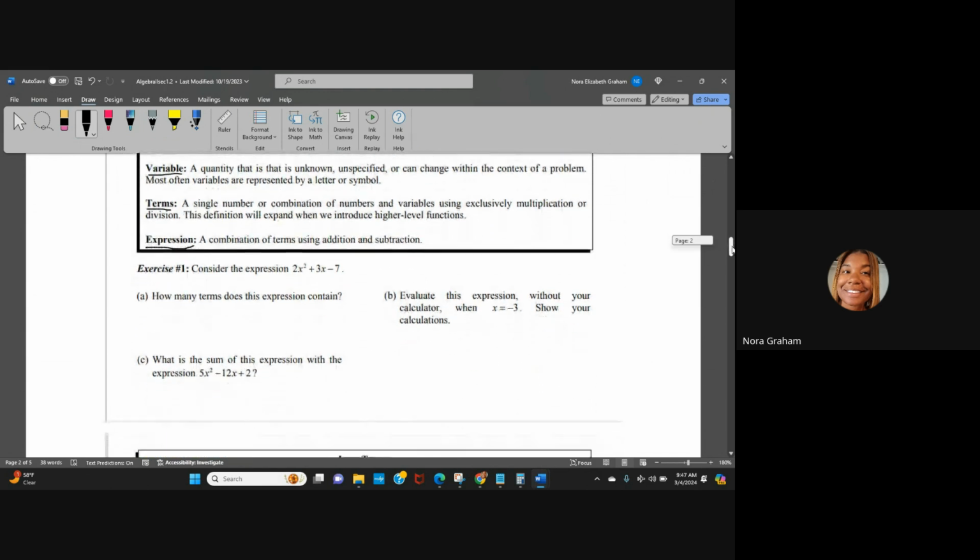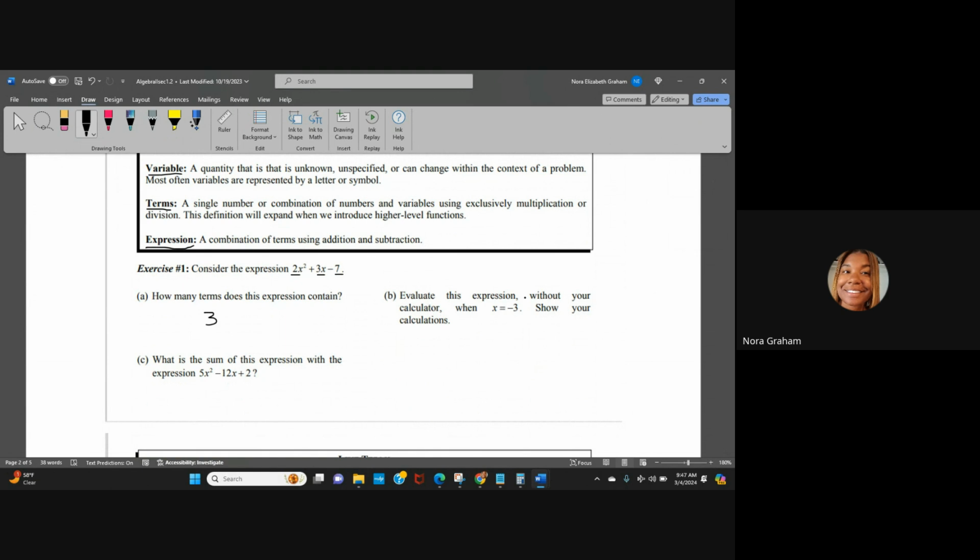So exercise 1, consider the expression 2x squared plus 3x minus 7. How many terms does this expression have? I like to consider terms as two things that are being multiplied, or one thing that stands alone, and what separates them are addition or subtraction. So here I have 1 term, 2 terms, 3 terms. The answer to A is going to be 3.